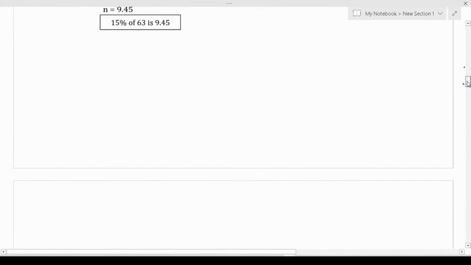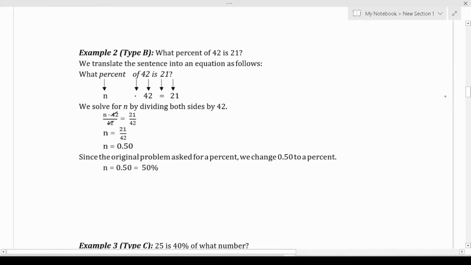All right, so let's look at that second example. What percent of 42 is 21? Again, what percent, as we saw, we can represent as n. Of is multiply, so that's x. We just write 42 as is. Is equal sign, and then we just write 21.